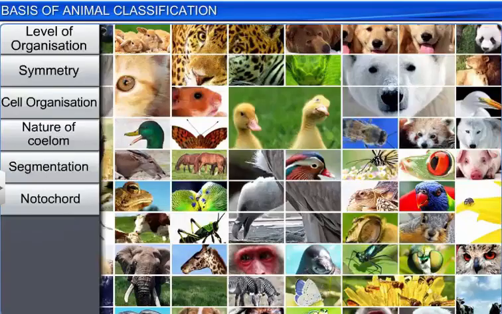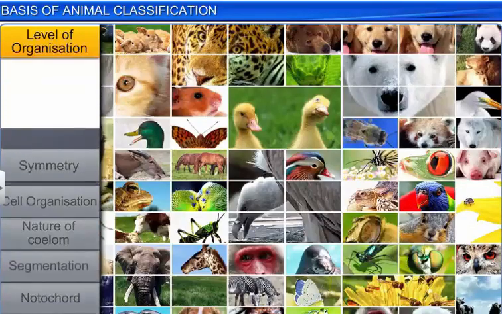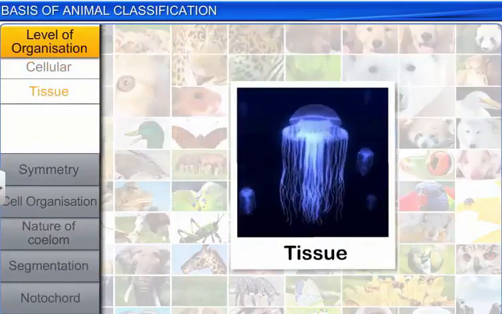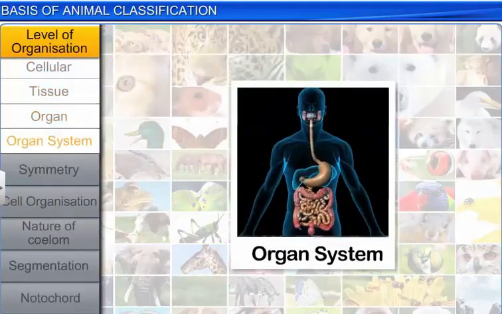Let's understand each of these basic fundamental features in detail. Level of organization is the first basic fundamental feature that deals with the pattern of cell organization in an animal. There are 4 patterns of cell organization: cellular, tissue, organ, and organ system.